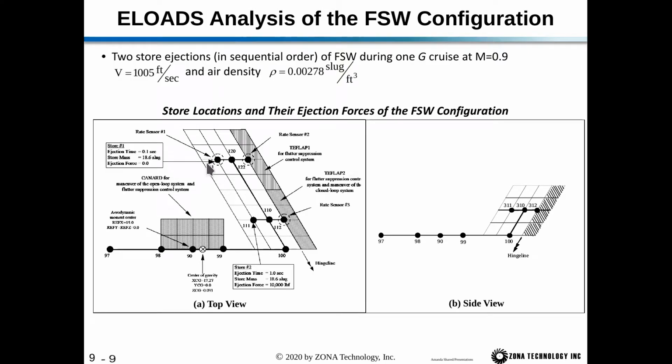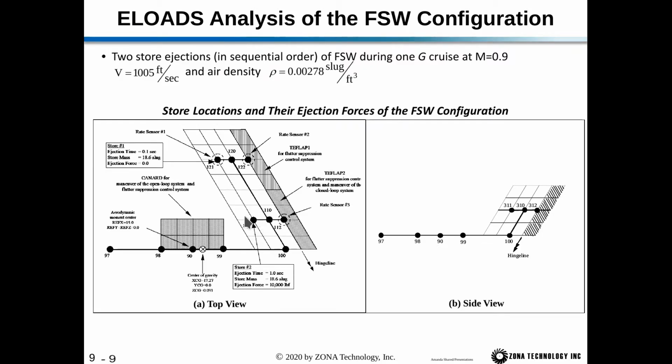For store number 1, the ejection time is 0.1 seconds, the store mass is 18.6 slugs, and our ejection force is 0. So for this particular store, we're not forcing it away from the aircraft, we're simply going to drop it. So this is going to illustrate that the structure will respond to the sudden decrease in mass out here at the wing when we drop the store.